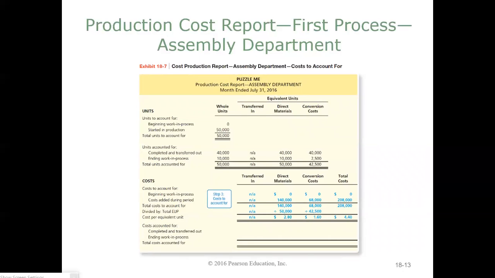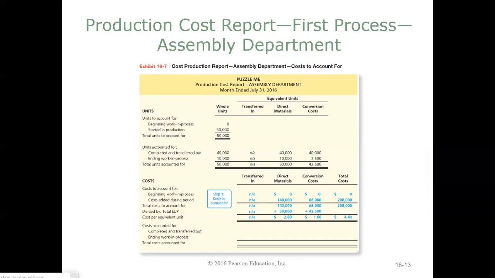Okay, step 3 is costs. On costs, again, we have our costs to account for. In this case, there's no transferred in, right? Because we had 0 beginning and we didn't transfer any in because this is the first step of the process. We have our direct materials, our conversion costs, and that gives us our total costs.